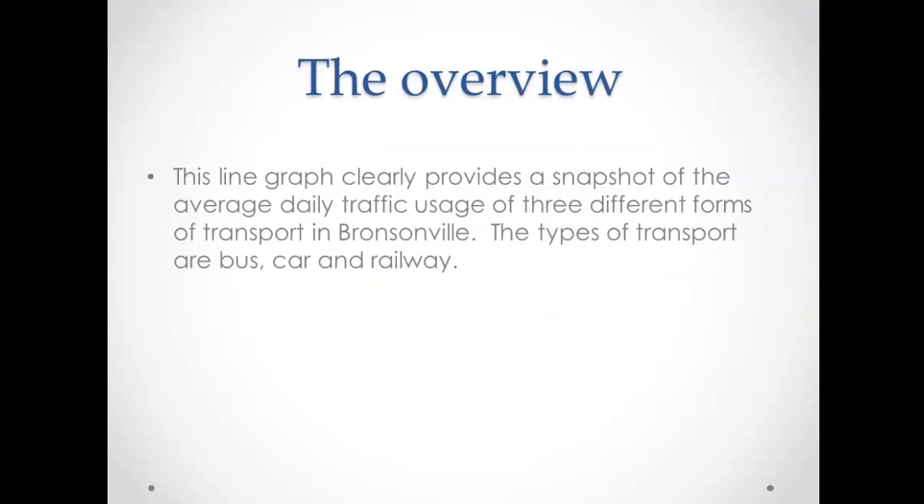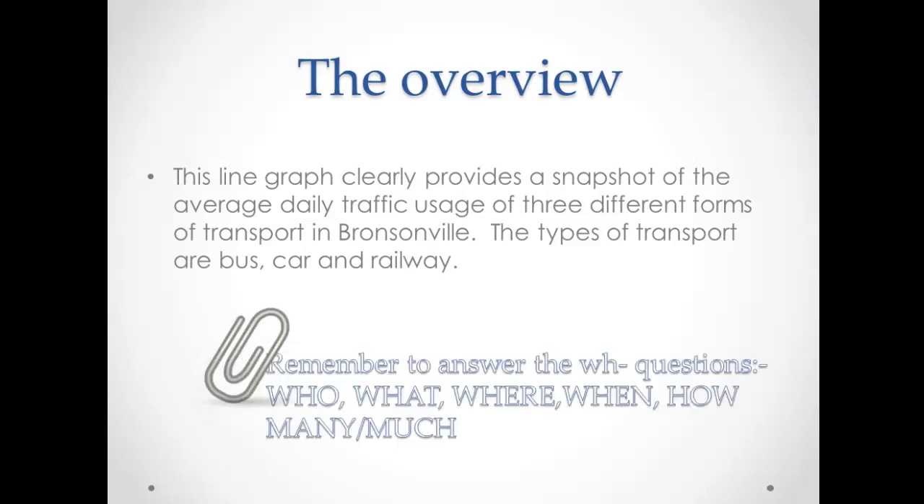This line graph clearly provides a snapshot of the average daily traffic usage of 3 different forms of transport in Bronsonville. The types of transport are bus, car, and railway. Remember, use the WH questions to help you put everything in the overview. What is it about? Who or where does the information come from? How many types are there? And when? It's daily, one typical day.